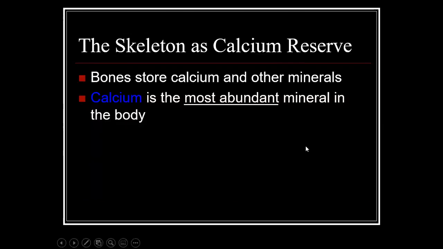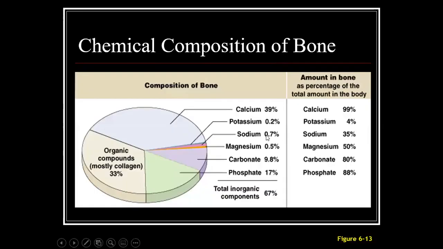Your skeleton is a calcium reserve. If you are low on calcium, your body will start eating your skeleton to supply the body. You're 99% calcium, 4% potassium, which is over 100%, but whatever. Oh no, here's the bone. 39% calcium, 0.2, 0.7, 0.5% of those things, carbonate 9.8, and 17% phosphate. And then all your cartilage and stuff over there.